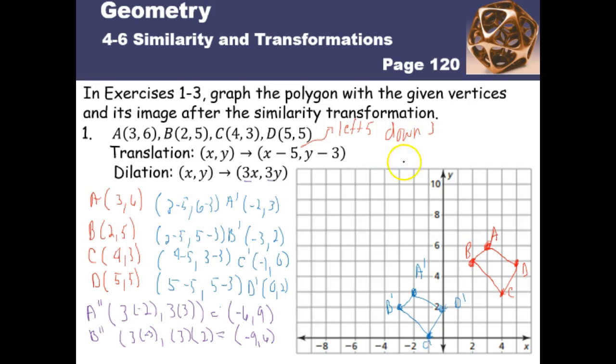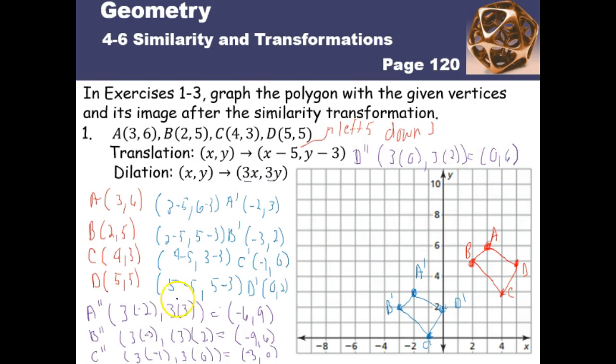Okay, and then I'm running out of space. I think I can fit C double prime right here. C double prime is 3 times negative 1, and then 3 times 0, so that would be negative 3, 0. And then finally, D double prime I can do right here, and that's going to be 3 times 0, and then 3 times 2. So that's 0, 6.